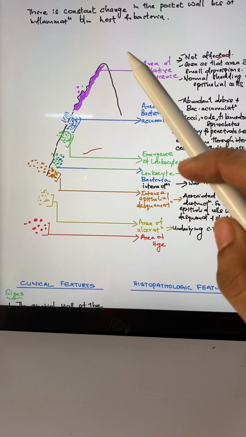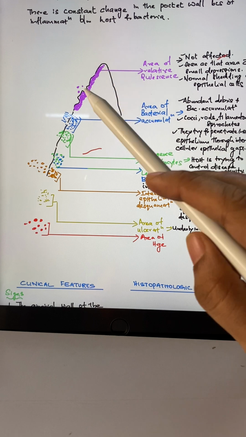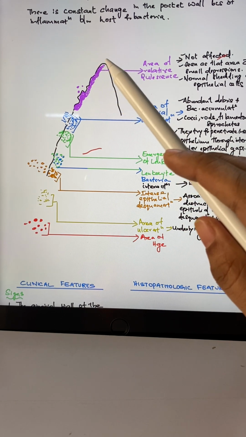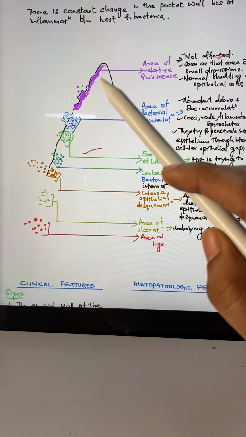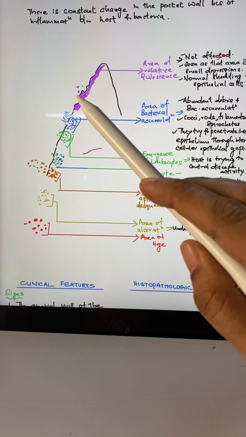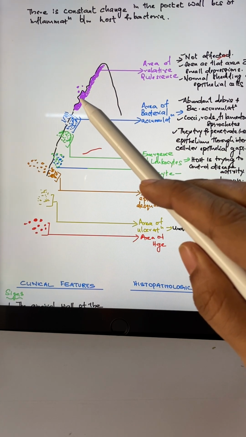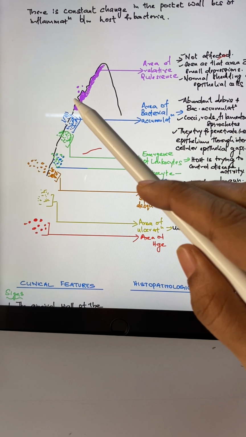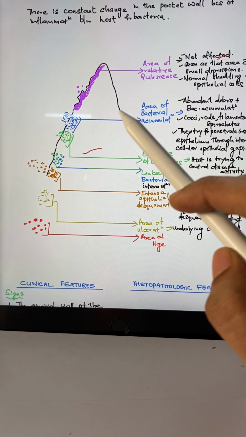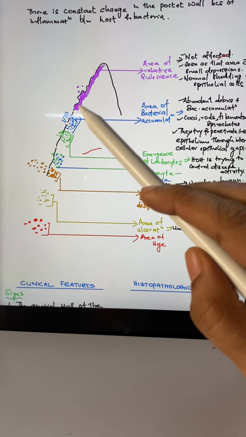This area is not affected and seen as just a flat area with some small depression, and here the normal shedding of epithelial cells is occurring. The second area is the area of bacterial accumulation. Here, abundant debris and bacterial accumulation is happening. Microorganisms like cocci, rods, filamentous organisms and spirochetes would be there in this area, and they try to penetrate inside the epithelium through intercellular epithelial gaps.